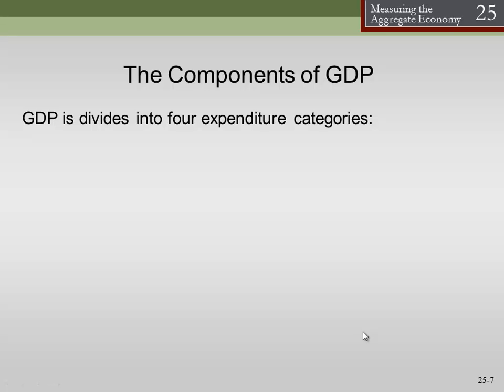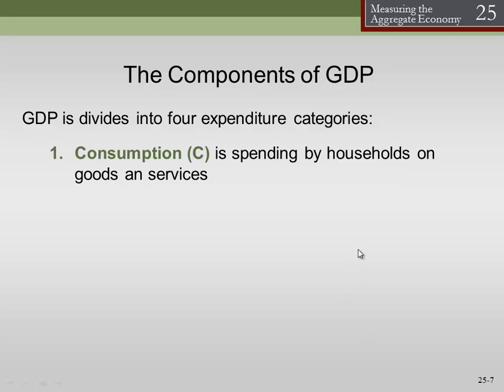Okay, GDP is divided into four major expenditure categories. Consumption. This is household spending. So this is about 70% of GDP, and the overall purpose of our economy is to create stuff that we can consume. So this is stuff for final consumption.